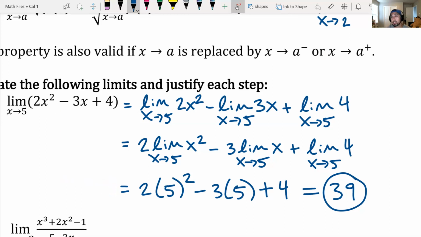Do we have to do it on the next problem? No. Let's go ahead and try the direct substitution property automatically. We are done with this one.